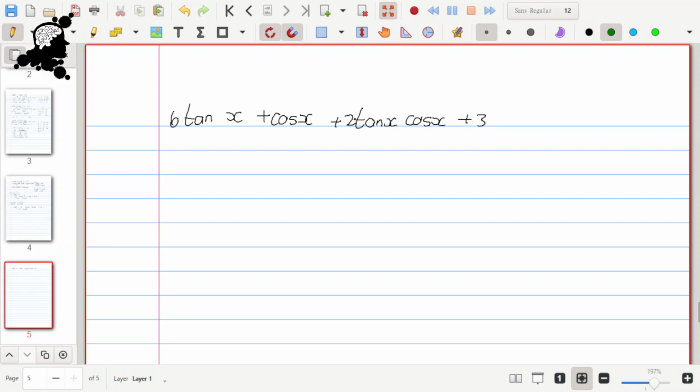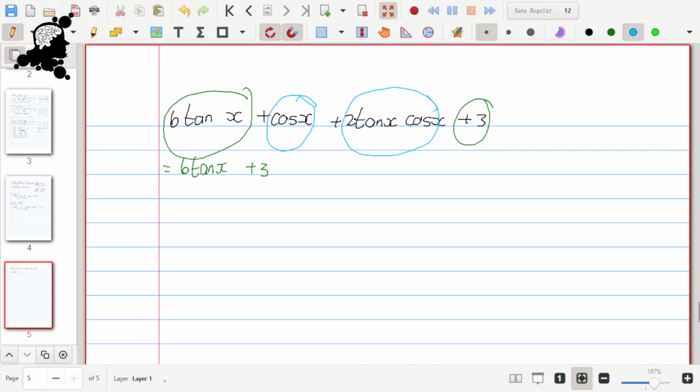Here's what I can do. I can take 6 tan x and the 3, and I'm going to write these next to each other. So 6 tan x plus 3. Next, I am going to take cos of x and 2 tan x cos of x and write them next to each other. So plus cos of x plus 2 tan x cos of x.